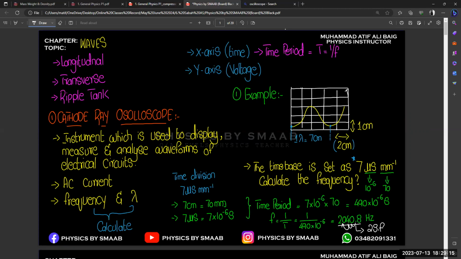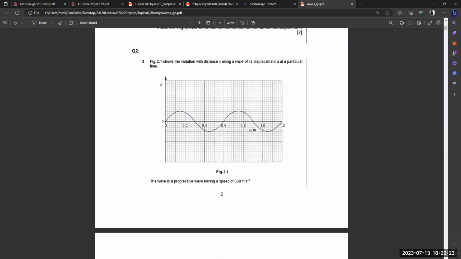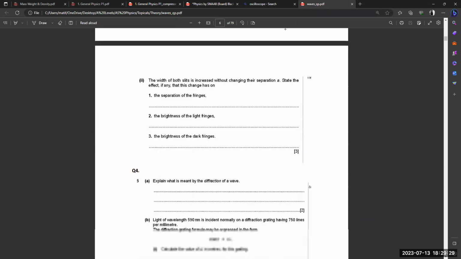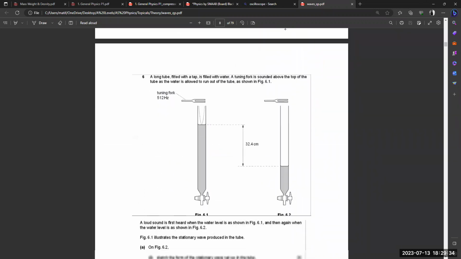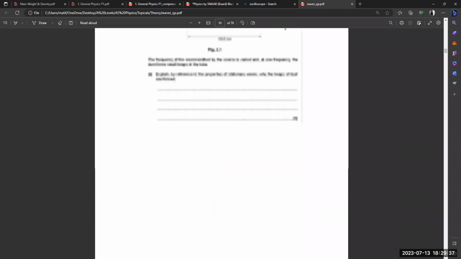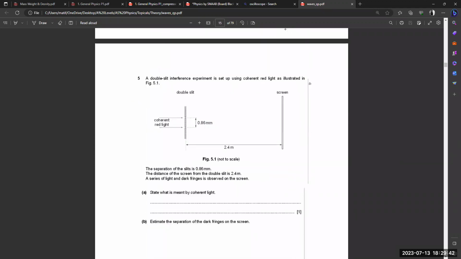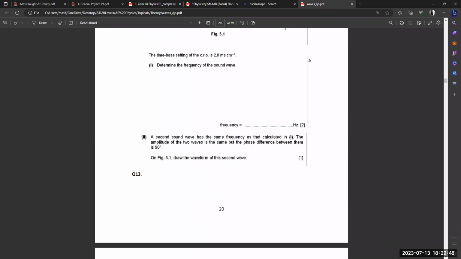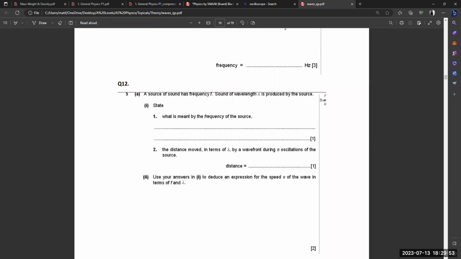This is from waves. Okay, let's find the question. These are the questions from your waves. Which year are these questions from? Or are these topicals? This is topicals, right? This is compiled from the past papers and this is a topical. I will send this file to you because all the questions are mentioned. So that will help us to solve the question with the reference. This is question number 12.